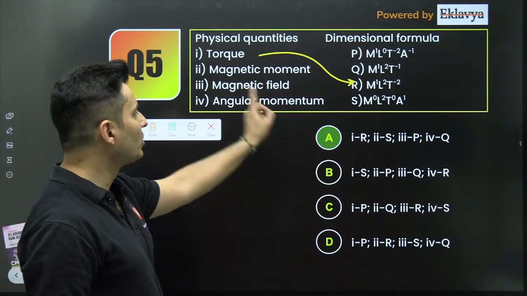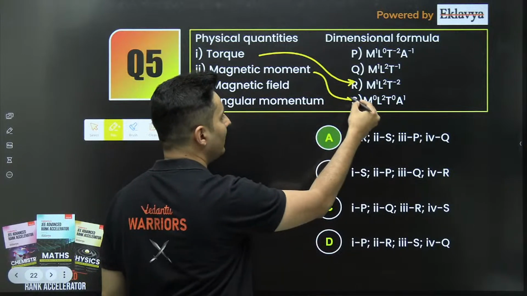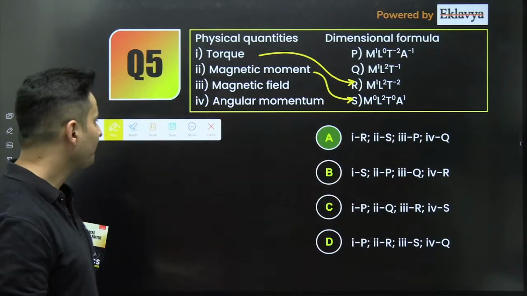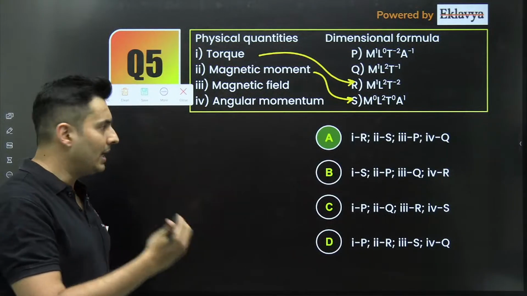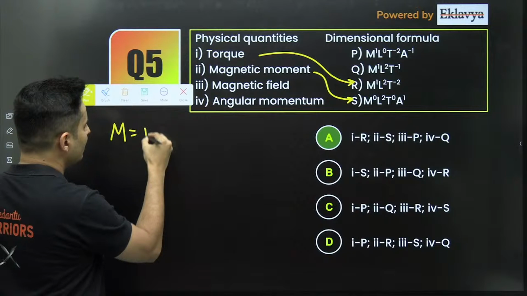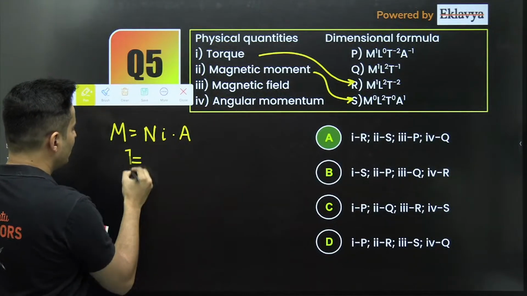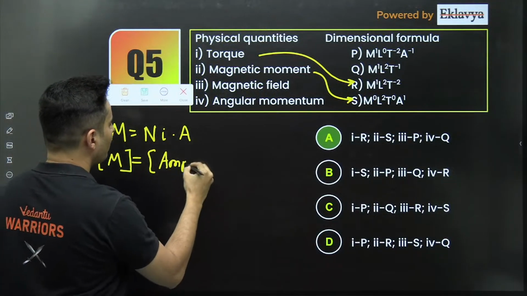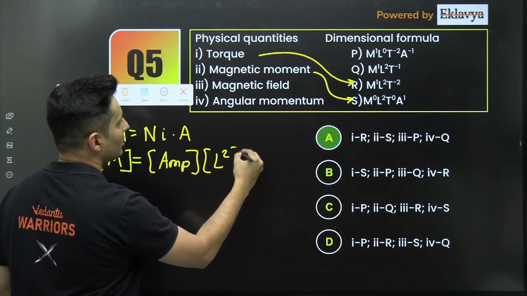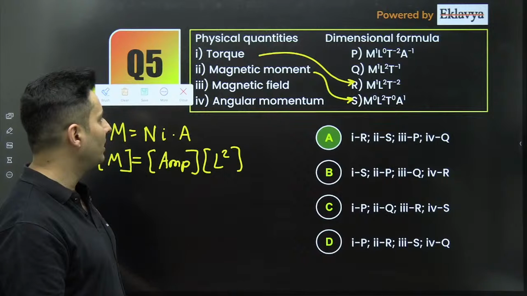And see, if 2 is going with S, magnetic moment with S. Now, how do you find the dimension of magnetic moment? There could be many ways of doing it. I can write it as basically magnetic moment is number of turns into current into area. Turns has no dimensions. Current is nothing but ampere. And this is area, so length square. So length square is there, ampere raised to 1 is there, perfect.